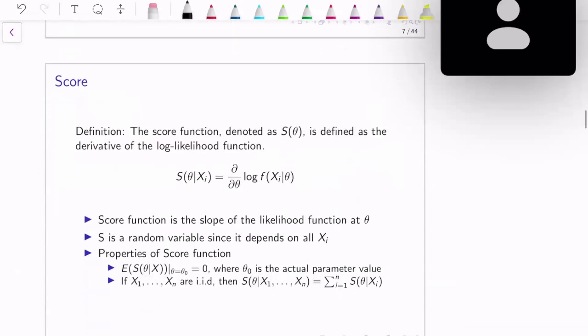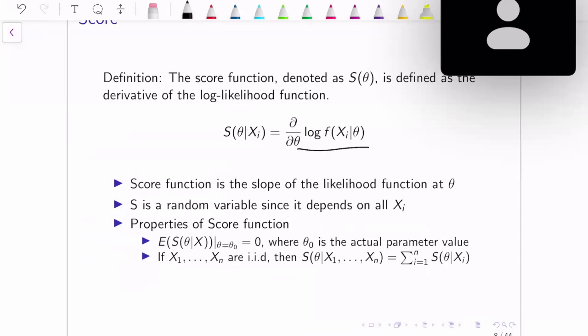And then the score function, I think many of you already know after the midterm, is just the first derivative of the log likelihood. And this property here, the expectation of the score equal to 0, is usually a property he might ask you to prove or show on the final.